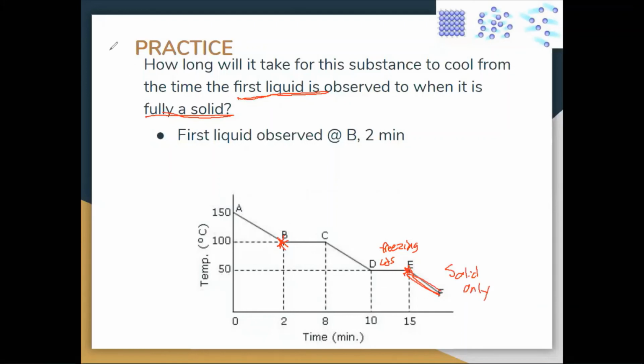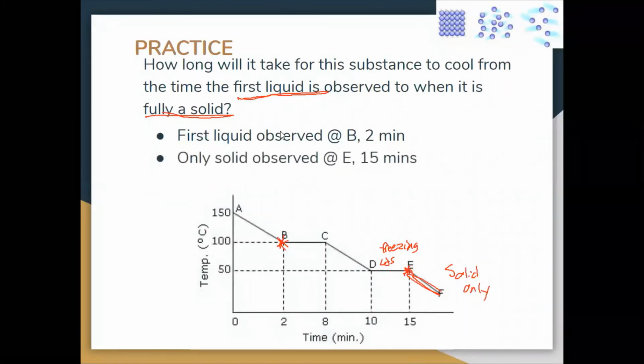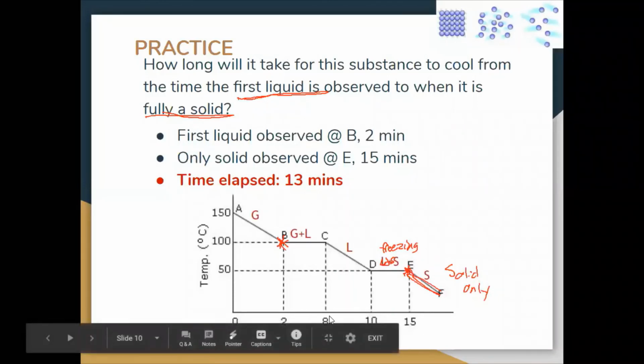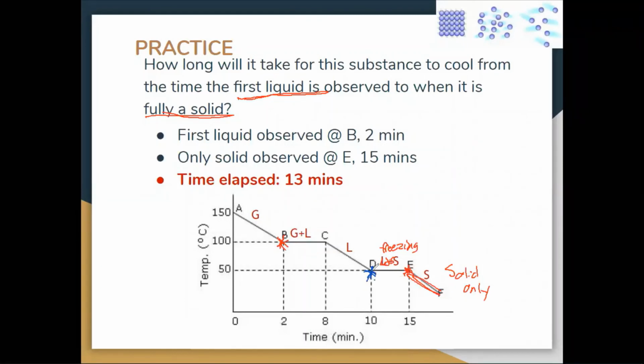So now that we know my points, how do I find the time? How long does it take? What's the last part? You would have to subtract. Subtract 2 from 15 or 15 from 2, and that way you end up getting 13 minutes. And that's literally as hard as it gets, right? Just incorporating time and paying attention to when you first see something. That's the hardest part, just remembering when you first get your first drop of water, or your first sign of a solid, right? That happens here. So those are crucial points to remember.